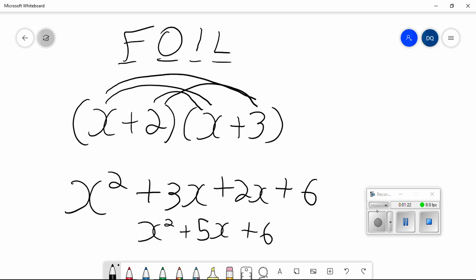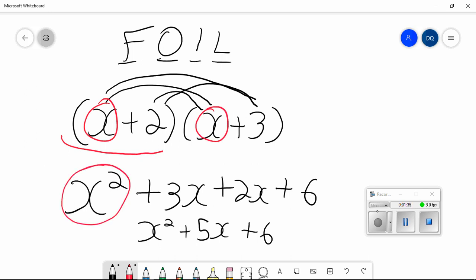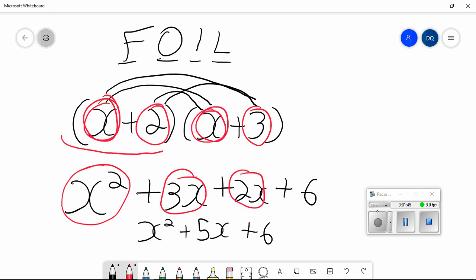So when you're multiplying two binomials together, you take the first term from each bracket, multiply them together. In this case, that's x squared. The outside term, so that's x times 3, gave me 3x. The inside term, 2 times x, that gave me 2x. And finally, the last term, 2 times 3, that gave me 6. Then we want to combine our like terms, and the only like terms are 3x and 2x. That gave us 5x. I'll just quickly do one more example.